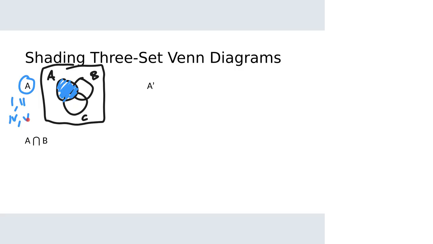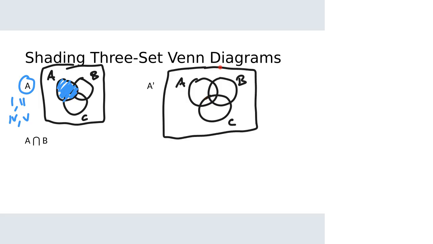Okay. Next up is A complement. So again, we're going to start out with sort of a blank 3 set Venn diagram with sets A, B, and C on there, and our universal set. And what we want to do now is we want to shade A complement. So that's everything outside of A that's inside the universal set. So it's definitely going to include all this stuff out here. But there's more to A complement than that. Anything outside of A is in A complement.